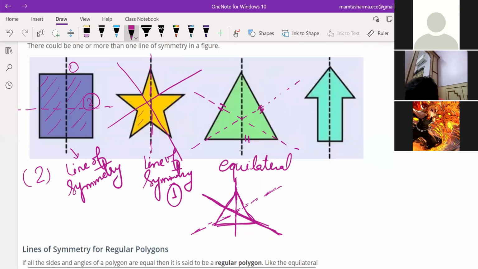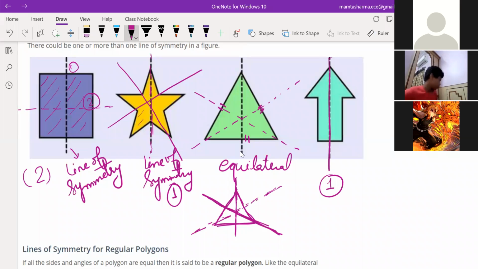Now if I say this is an arrow, how would you draw the line of symmetry for this arrow? A vertical line, or is there a possibility to draw a horizontal line also? No, ma'am, only one vertical line. Only this vertical line will divide this arrow into two exact halves. So there would exist only one line of symmetry.